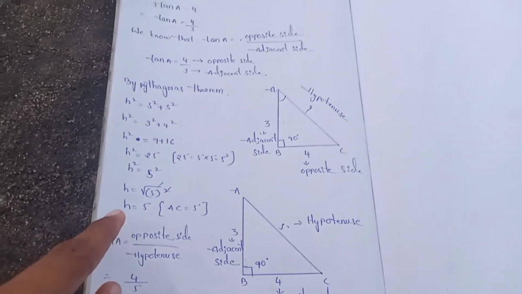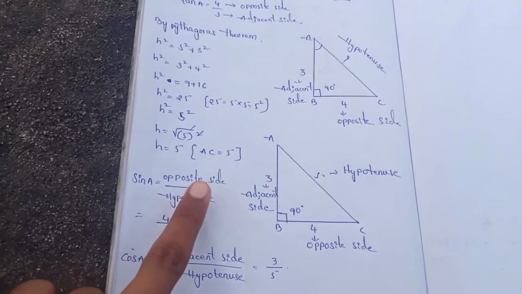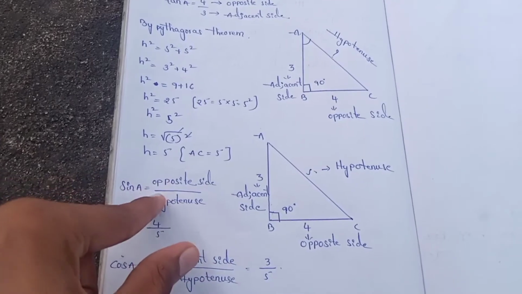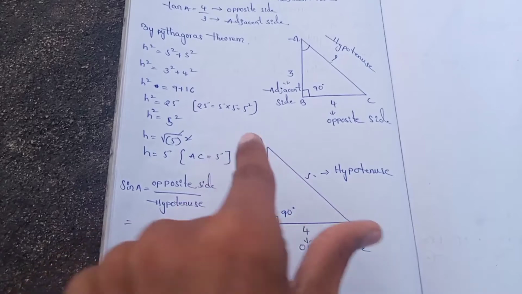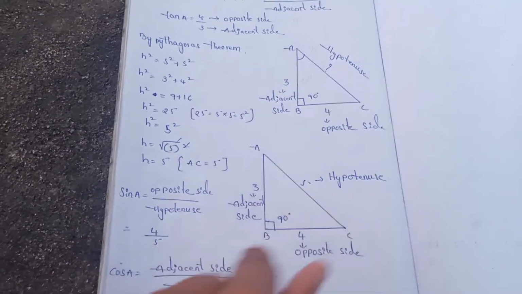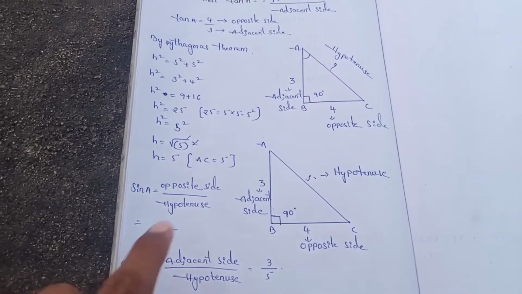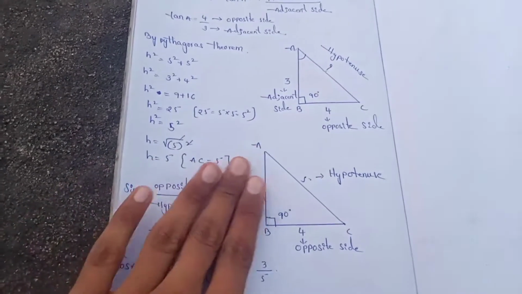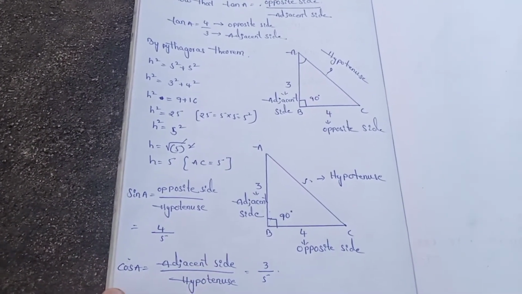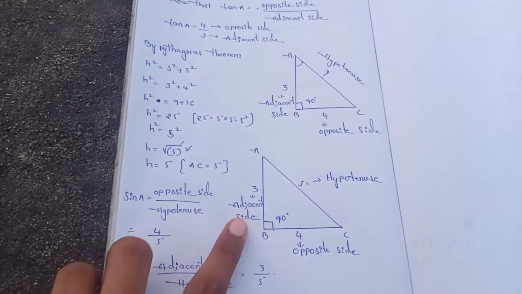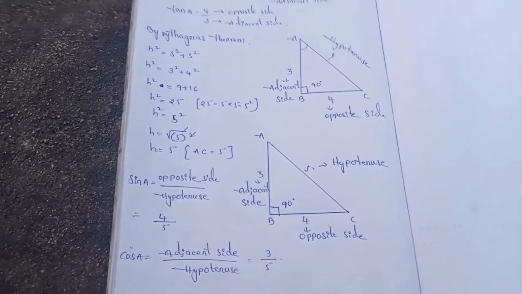Understand? What is asked to find out is sin A and cos A. Sin A means opposite side by hypotenuse. What is the opposite side here? 4. And the hypotenuse AC is 5. So sin A is 4 by 5. Now cos A. Cos A is nothing but adjacent side by hypotenuse. What is the adjacent side given here? 3. Hypotenuse is 5. So 3 by 5 is our answer.